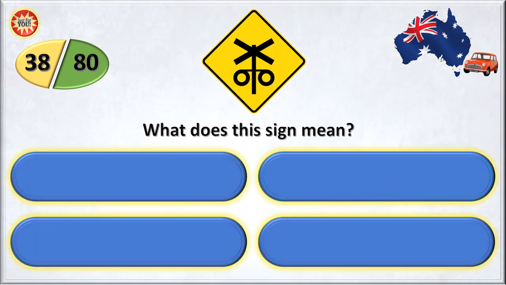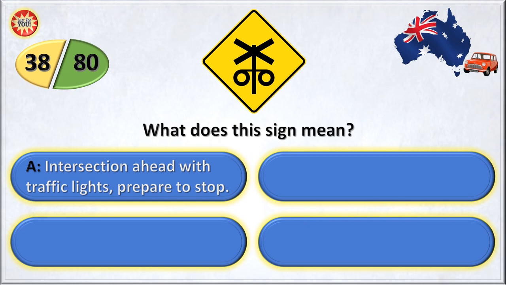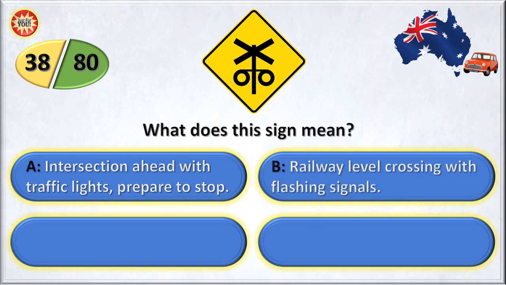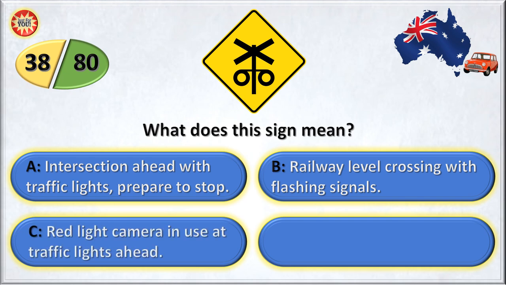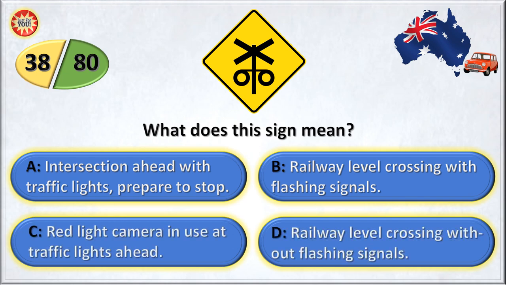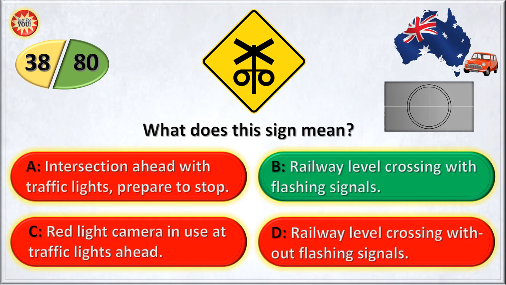What does this sign mean? Intersection ahead with traffic lights, prepare to stop. Railway level crossing with flashing signals. Red light camera in use at traffic lights ahead. Railway level crossing without flashing signals. Railway level crossing with flashing signals.